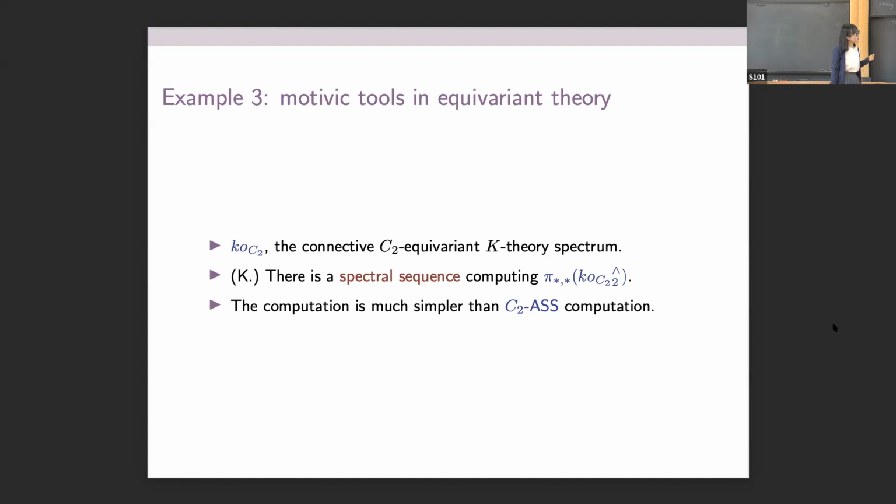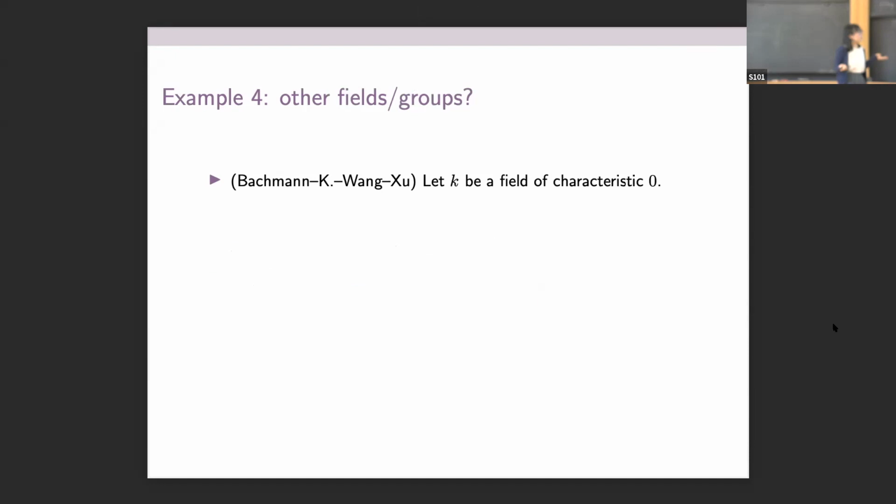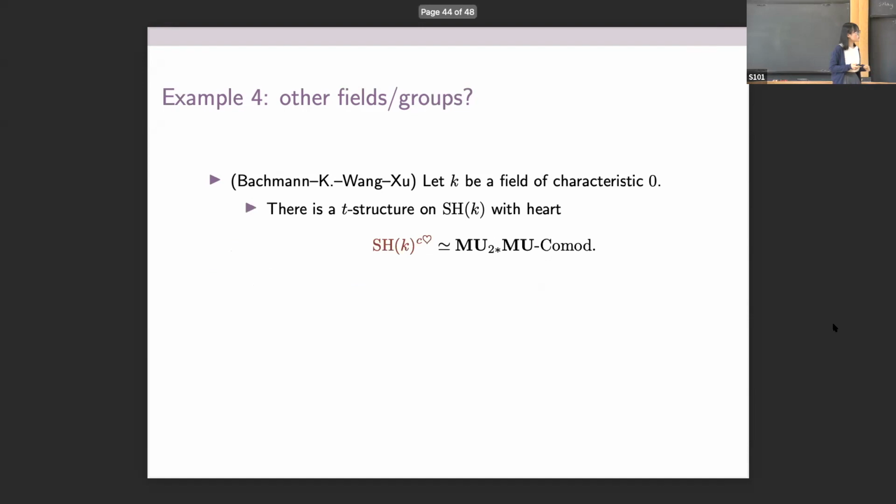So we only have R, C, and C2. And of course, you want to ask the question: what about a general base field? In work with Tom Bachmann, Bo Zheng Wang, and Jolie Shi, we consider a general base field K. We show that you can put a t-structure on the motivic category such that its heart can be identified with MU_2star MU comodules. And MU is the notation for the cobordism spectrum.